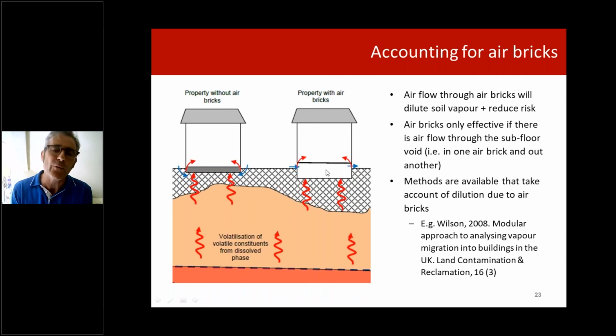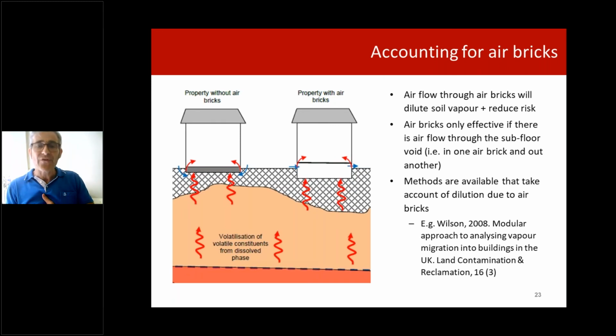If you've got a subfloor void that's ventilated with air bricks, and you get this fresh airflow through that subfloor void, you get a huge amount of dilution of the contaminants in the void, so the concentrations are reduced a lot before they move up into the house. So the risk is going to be a lot lower than predicted from the Johnson-Ettinger model. So if you've got a new build house with a ventilated subfloor void, CLEA is going to be conservative.